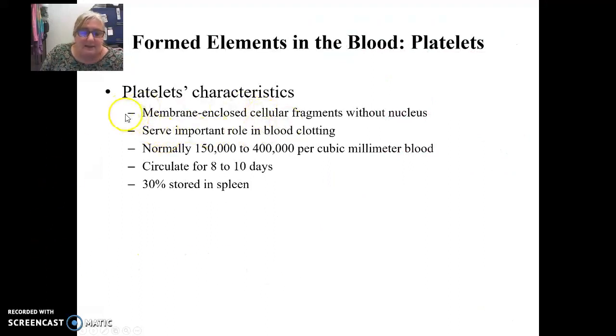The last of our blood cells are called platelets. And platelets are tiny pieces of a megakaryocyte. Platelets comprise a very small amount of all of our blood. They're in that less than 1% region. And they typically stay in our system for about a week to a week and a half.